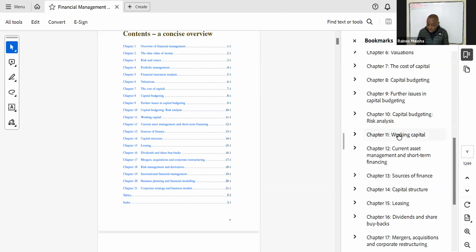And chapter 11 is also linked to chapter 12, where you look at current assets and short-term financing. The reason being, when you are running a business, what you know with certainty is your liabilities, right? What you know with certainty is your liabilities, mainly because you know exactly who you are owing and when you are supposed to pay that obligation.